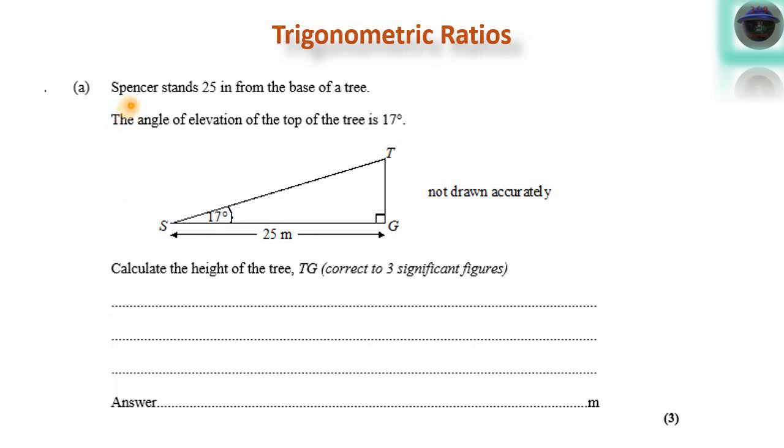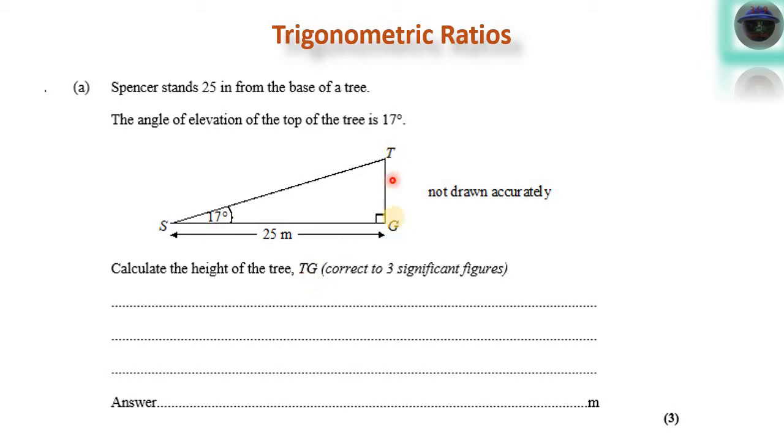So the next question: Spencer stands 25, this should be meters, in from the base of a tree. The angle of elevation of the top of the tree is 17 degrees. So here we have Spencer, this is his location, and this is the base of the tree, G, and he's 25 meters away from the base of the tree. And this tree has a height TG, and we're asked to calculate the height of the tree, TG.